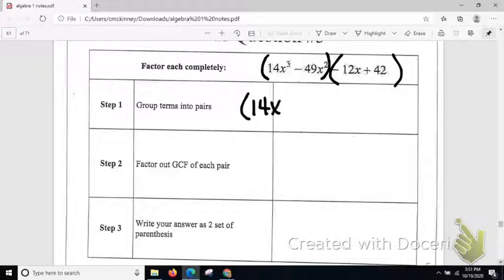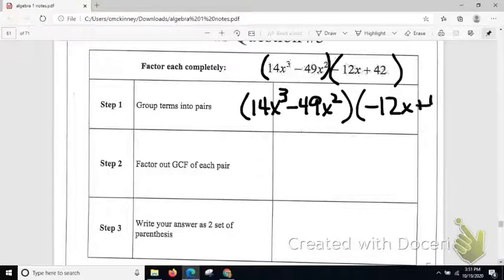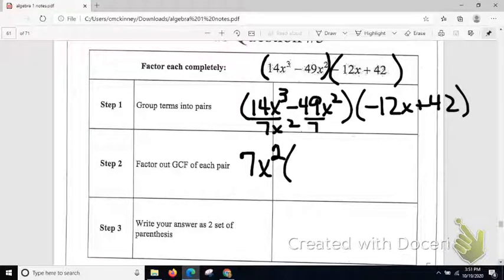So we have 14x cubed minus 49x squared, and then negative 12x plus 42. Looking at the first two, find their GCF. Both are divisible by 7, yes, and x to the second. Then we divide them both by that to figure out what goes on inside. Again, this is just doing GCF for the first two, then GCF for the second two, as if it's two separate problems. So there's 2x minus 7.